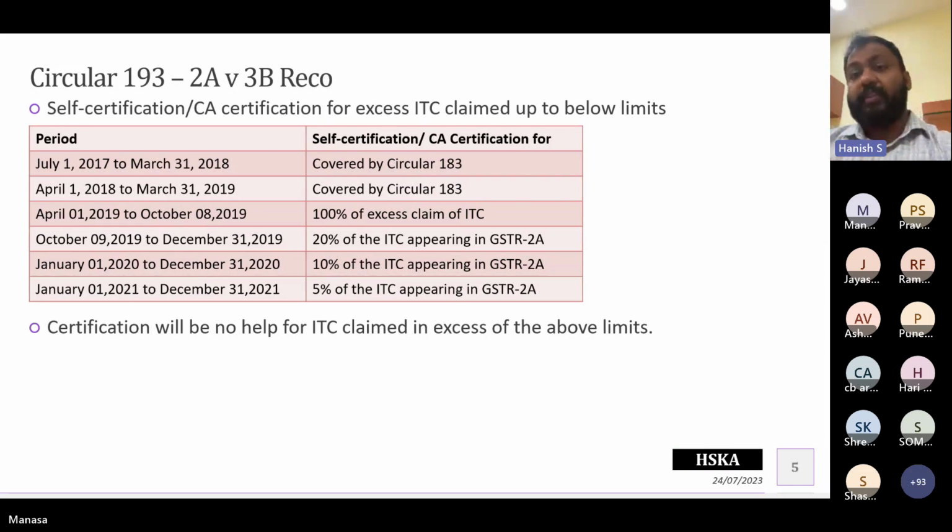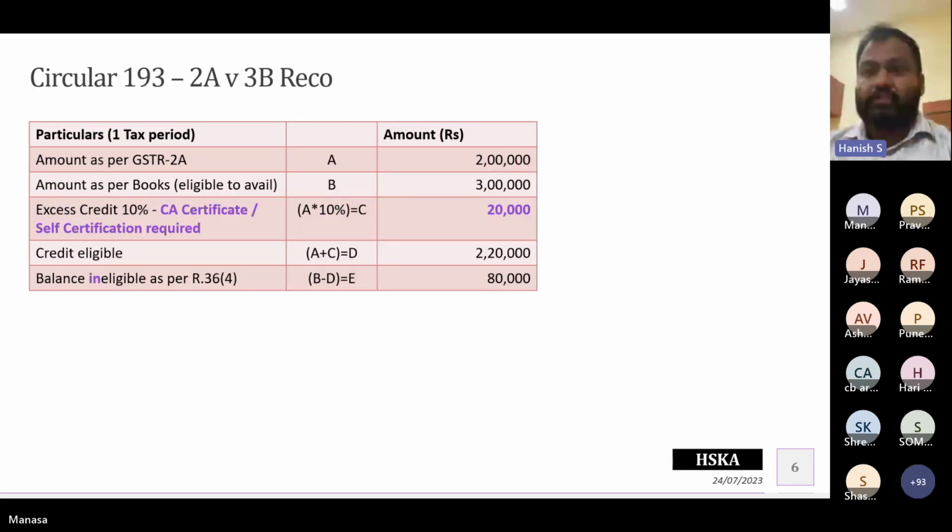Likewise for the 5%. The circular now also says that assuming my credit was 1 lakh rupees in my GSTR 2A, okay, and I was supposed to claim 20% extra, so 1,20,000 rupees. Okay, I'm sorry, we'll take an example only. Okay, we are taking an example where the credit available under 36(4) was 10% more than 2A. So let's look at this example. Okay, so in my 2A, the credit available is 2 lakh rupees. The credit available as per my books is 3 lakh rupees. That means 1 lakh worth of credit the vendors have not uploaded.